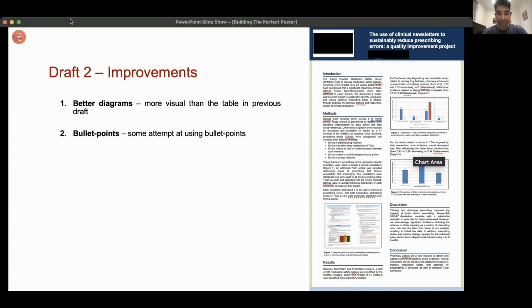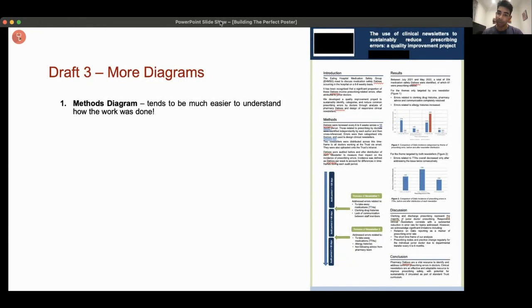Okay, so we're seeing improvements. We're seeing better quality diagrams and bullet pointing. So what happens in draft 3? More diagrams, yay. I'm going to say nothing. I'll talk about methods diagrams later, but please comment on what you think was improved. I'll give you time for this one because I've said nothing now.